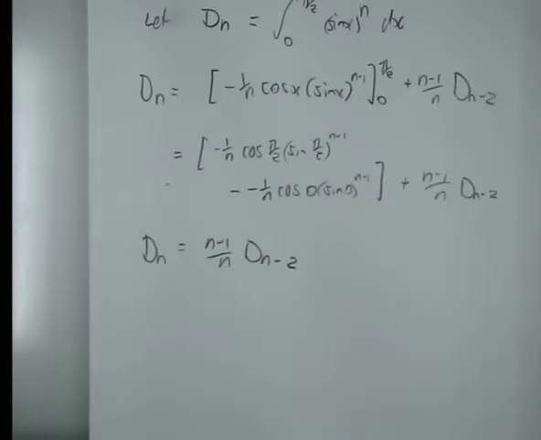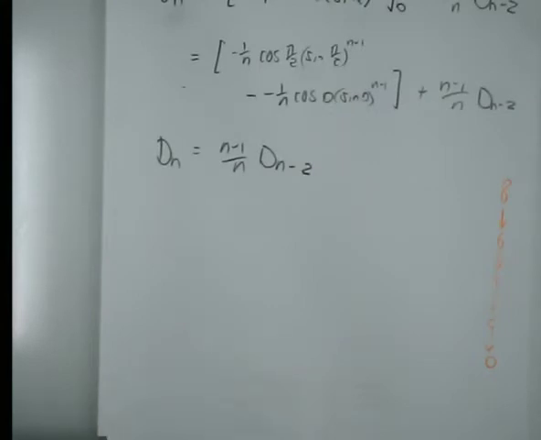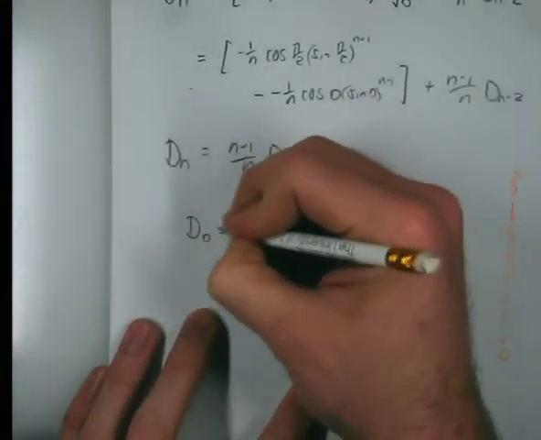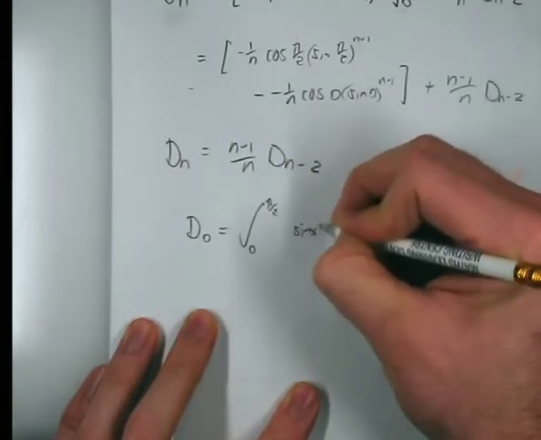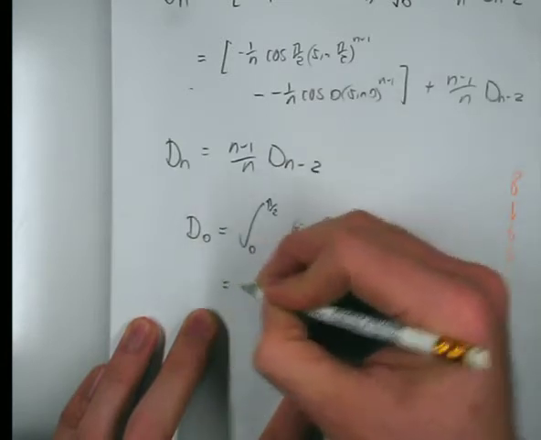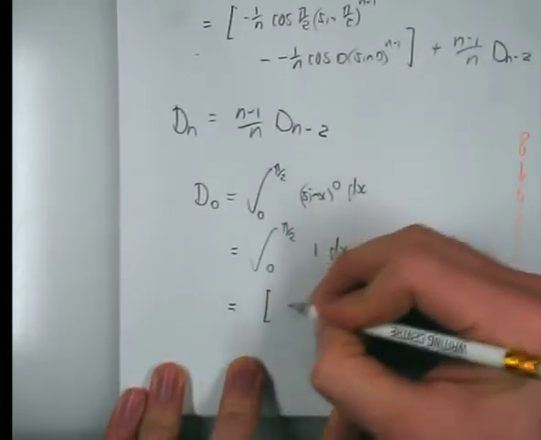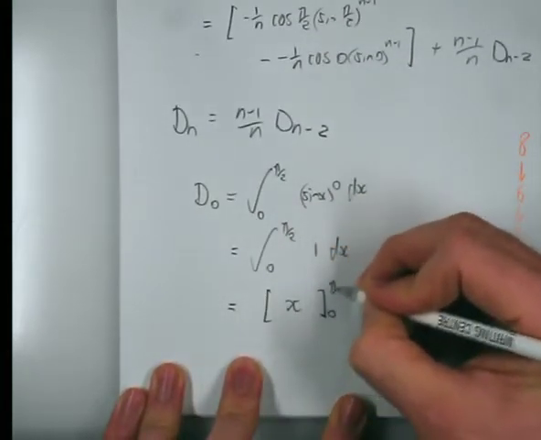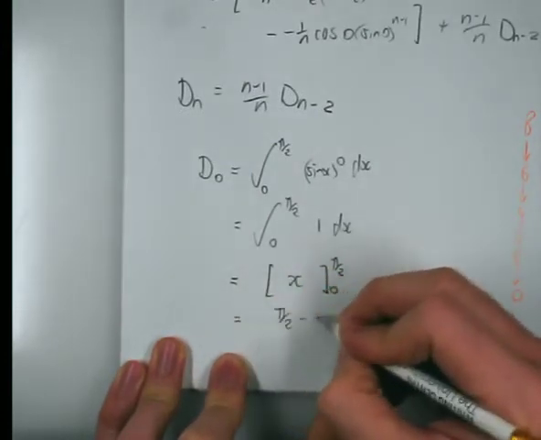So I'll do the same trick. I know that I'm at 8, and that's going to eventually go down by 2's, and I'll get to 0. I'm going to have to do 0 separately by a different method, but that's where I need to start. So D0 is the integral from 0 to pi on 2 of sine x to the 0 dx, and anything to the 0 is 1. So I'll get pi on 2 minus 0, which is pi on 2.